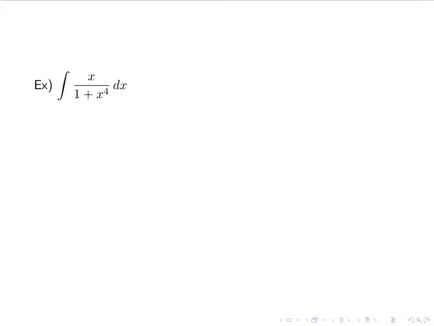Let's try another one. What about the integral of x over 1 plus x to the 4th dx? So again, my denominator is 1 plus something squared. Remember, anything to an even power I can think of as something being squared. So since 4 is an even number, it is something being squared.